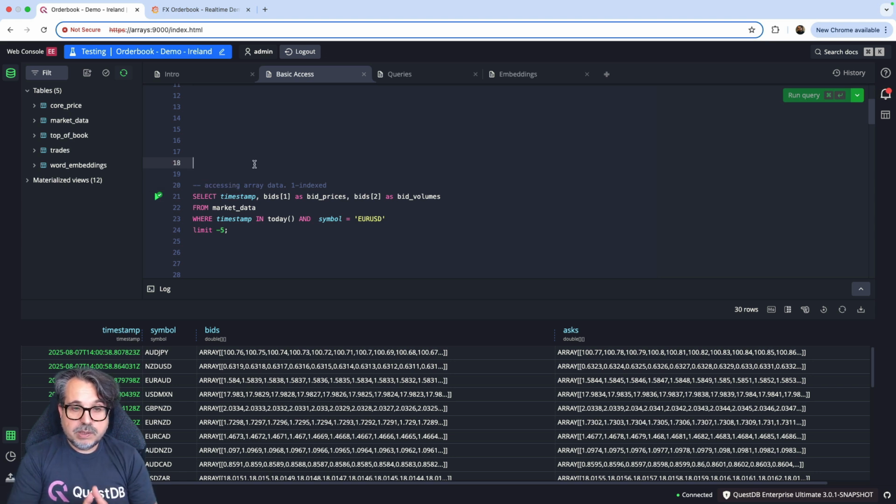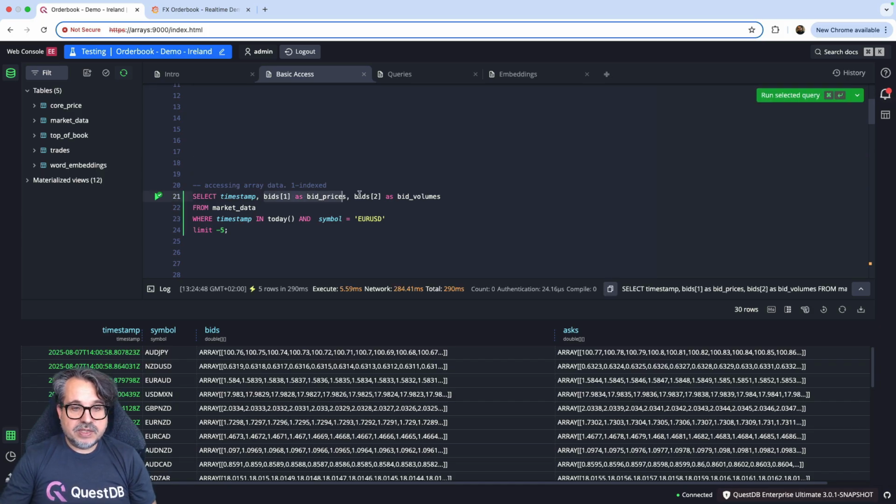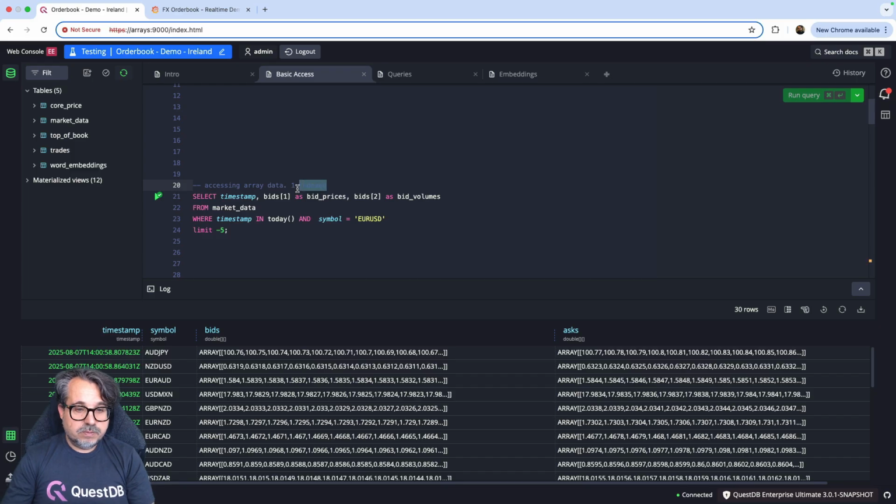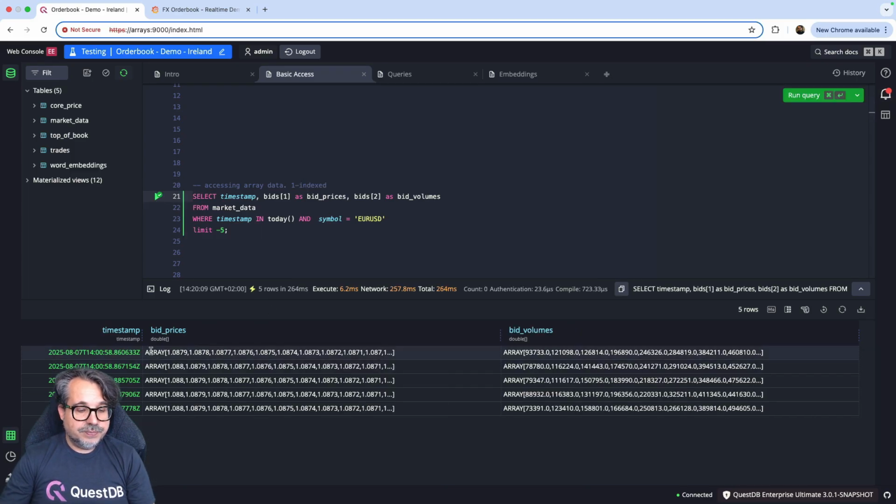Remember, in QuestDB, we are indexing arrays starting at 1. In many programming languages, arrays start at 0, but the convention in SQL is to start indexing at 1. So the first position will be 1 in a QuestDB array. So bids 1 will be the bid prices, bids 2 will be the bid volumes. If I run this, you can see here the prices and the volumes for the last 5 rows with the symbol EUR/USD.